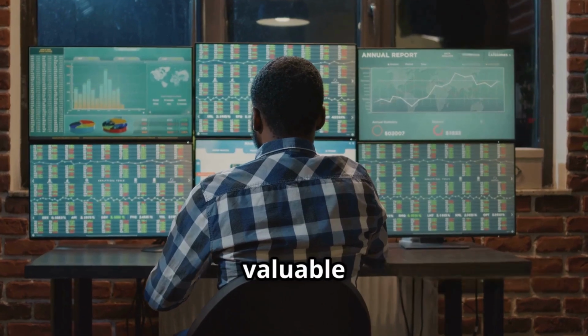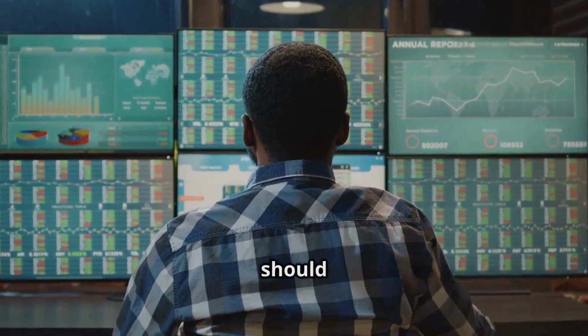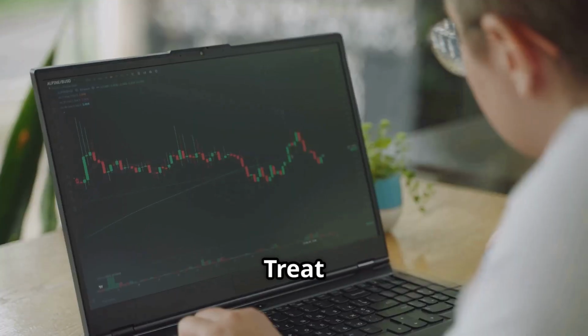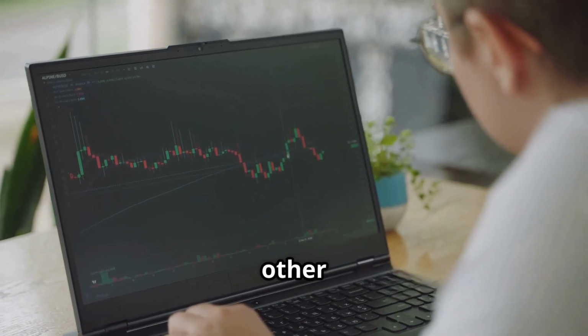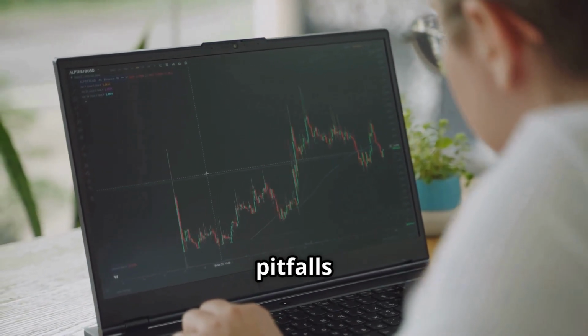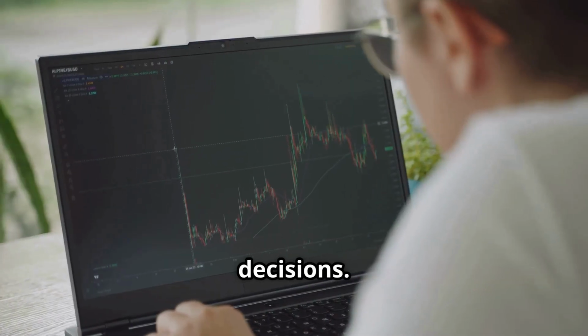MACD crossovers are valuable but not infallible. They should be used as part of a broader trading strategy rather than in isolation. Treat them as alerts and confirm with other tools before acting. This cautious approach can help you avoid potential pitfalls and make more informed trading decisions.